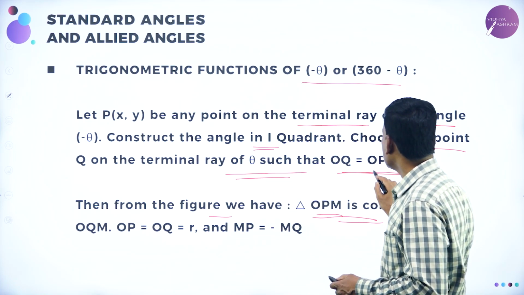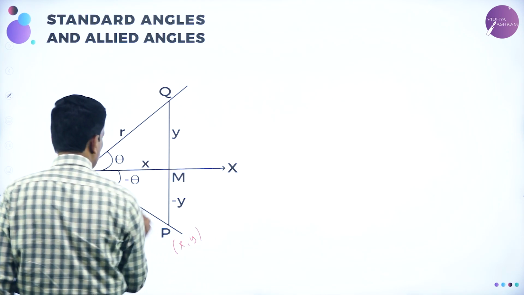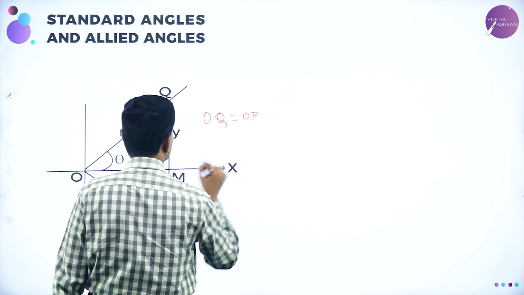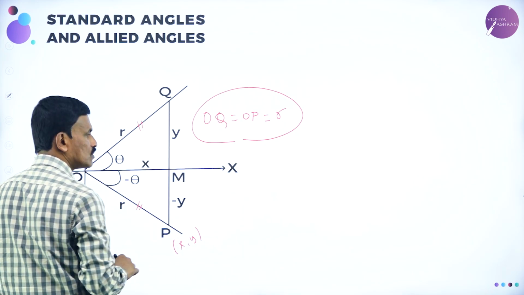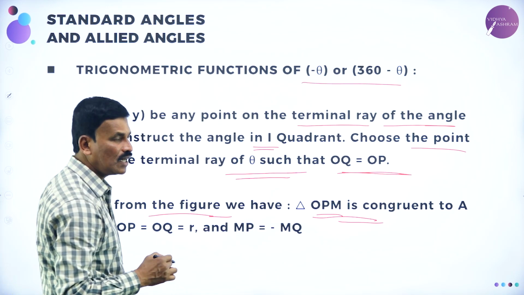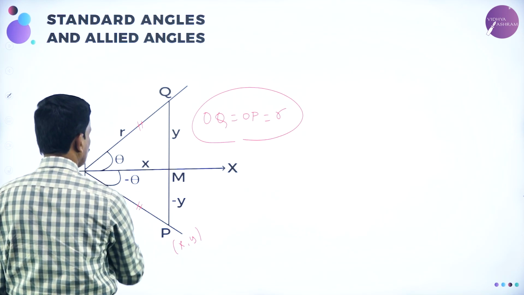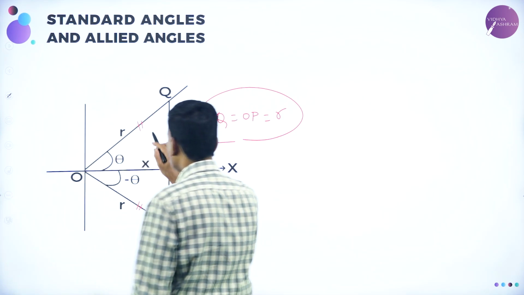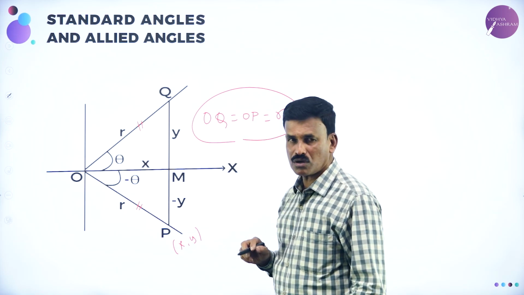Such that OP and OQ are the same, the distance from O to P. OP and OQ are equal, they are equal to R. See here, OP is equal to OQ, that is equal to R. Now, from the figure, we have these two triangles, triangle OQM and OPM. Since these two triangles are congruent, we can say OP is equal to OQ, that is equal to R.